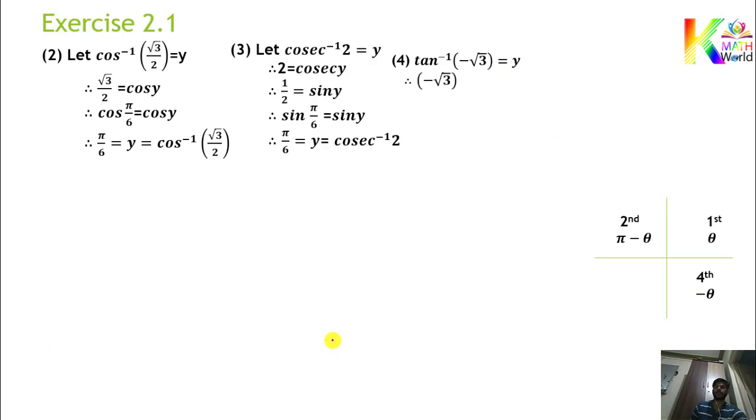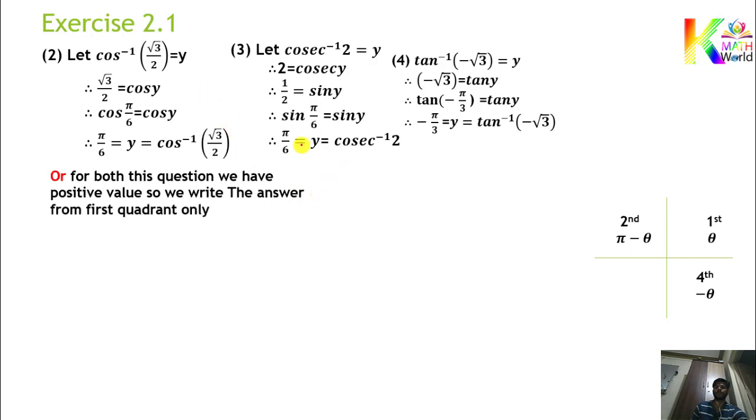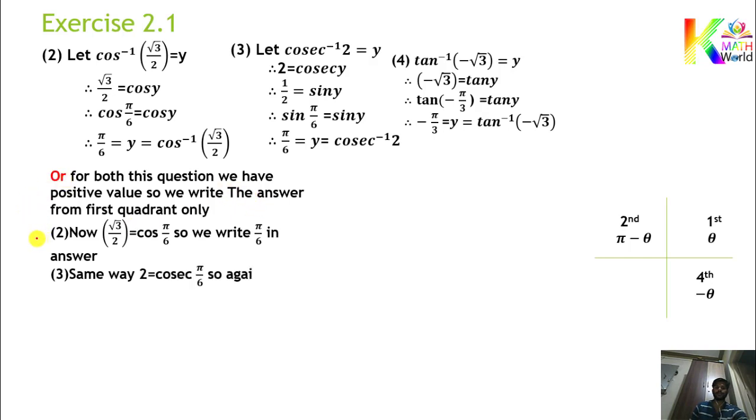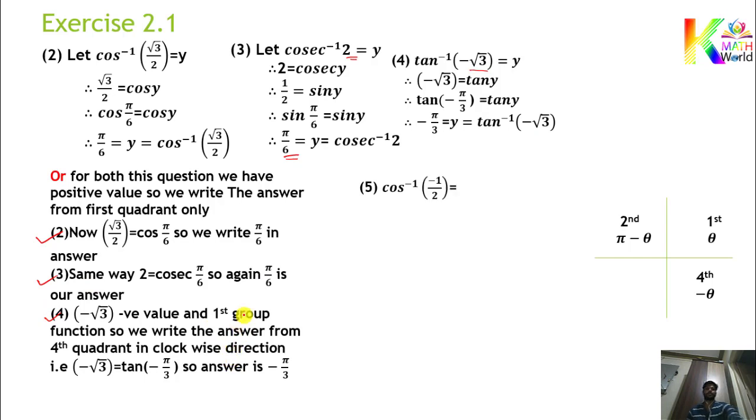Now see the calculation, and the short trick without calculating, which is given in this description. This is for the second question, this is for the third question. With a positive value, you can write directly from the first quadrant, you just need to write the angle. In the same way, for a negative value, whatever we discussed is given here. Now see the fifth question.